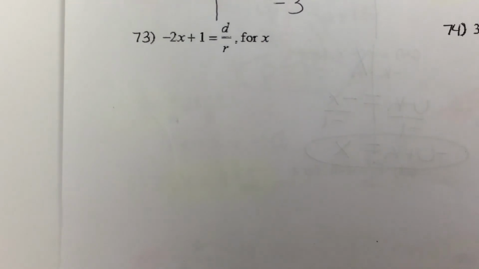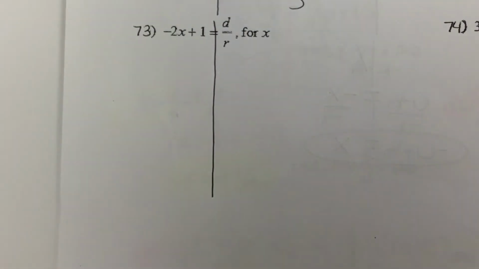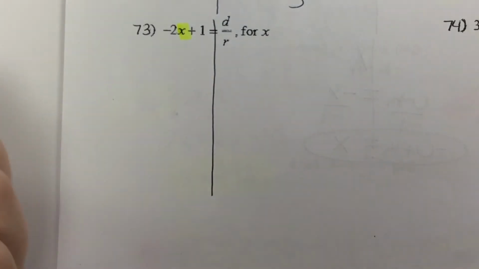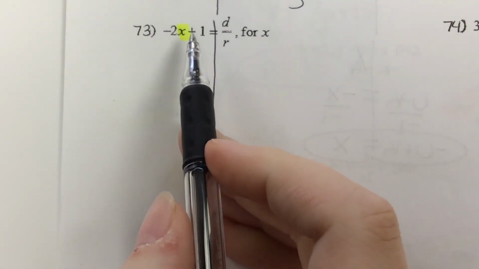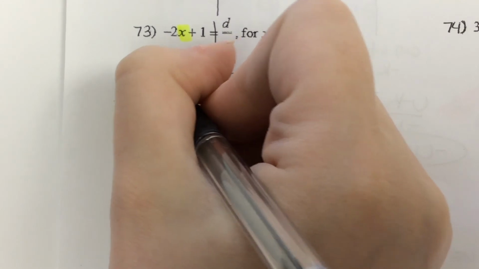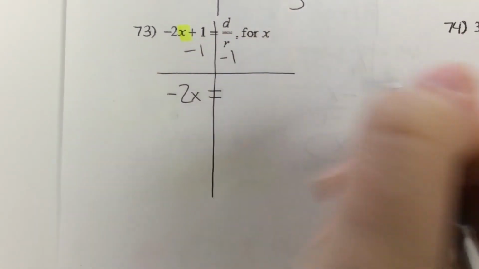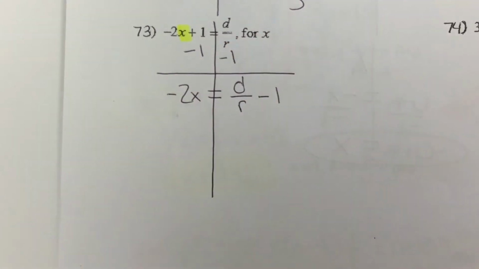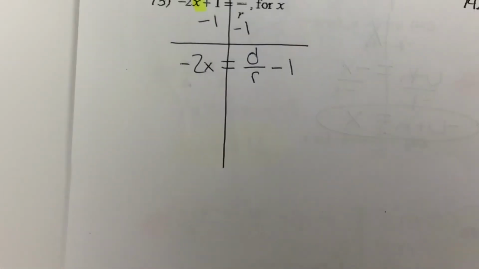Down here with number 73, let's solve for x again. So here's my line down my equal sign, and let me find x. Here it is. I need to get x by itself. Isolate that x. All right. So let's start with any addition or subtraction. Here I have addition. Let's subtract 1 to the other side. On the left, I have -2x left over. And on the right, d divided by r minus 1. Okay. Now we need to get rid of this -2. Divide by -2.